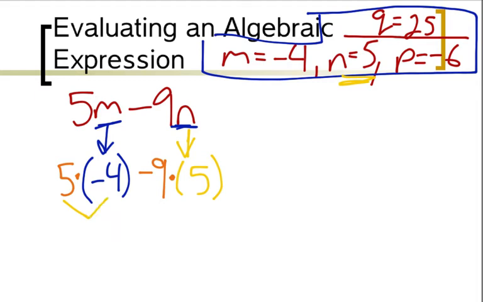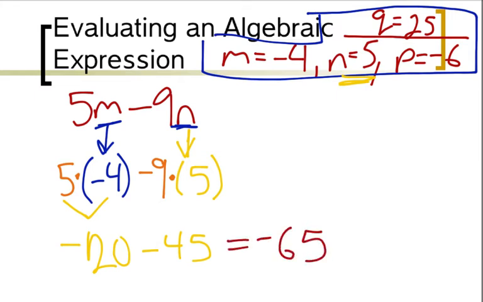So I have 5 times -4, which should give me -20. And then I have -9 times 5, which should give me -45. And then I just combine, and that should give me -65. Because they're both negative, I combine them.